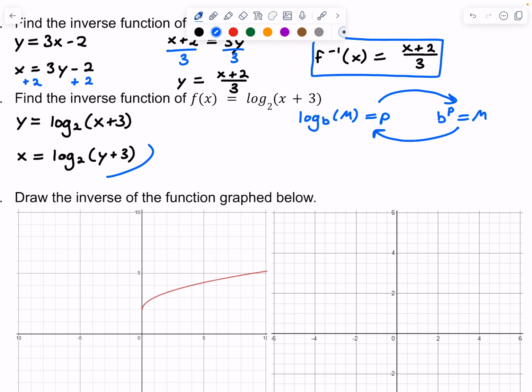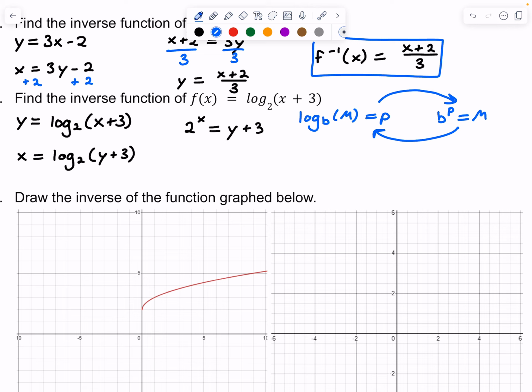So you may notice this one looks a lot like the logarithm version. So we are going to go ahead and rewrite it. Our base in this example is going to be 2. And then the power in this example is whatever it's equal to, so that would be x. So we've got 2 to the x is equal to, and then m is whatever is inside the parentheses, which in this case is y plus 3.